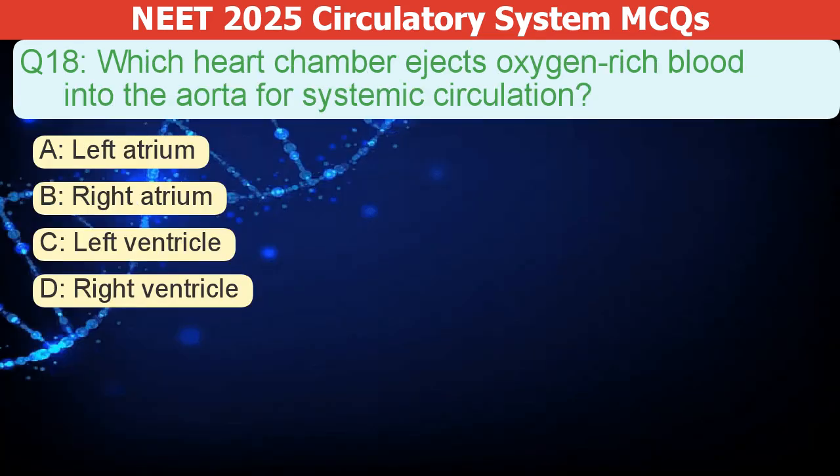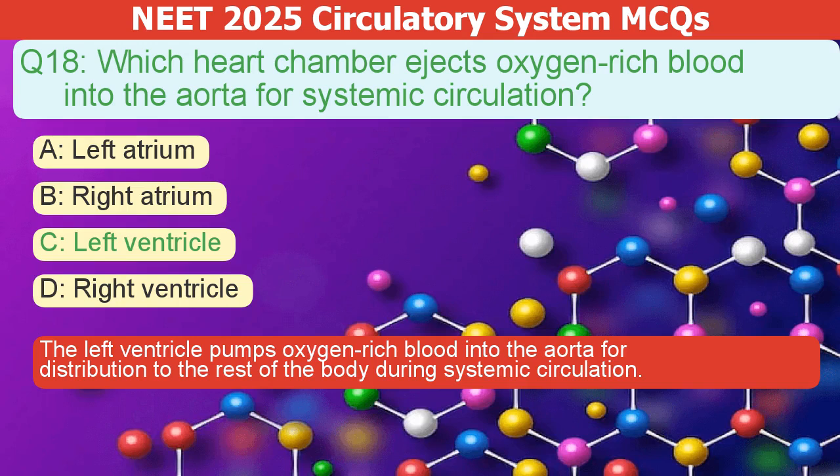Which heart chamber ejects oxygen-rich blood into the aorta for systemic circulation? A. Left atrium. B. Right atrium. C. Left ventricle. D. Right ventricle. The correct answer is C. The left ventricle pumps oxygen-rich blood into the aorta for distribution to the rest of the body during systemic circulation.